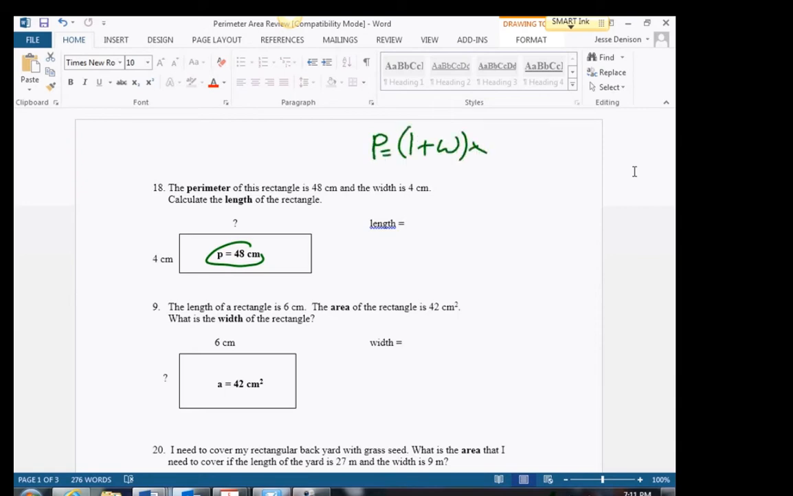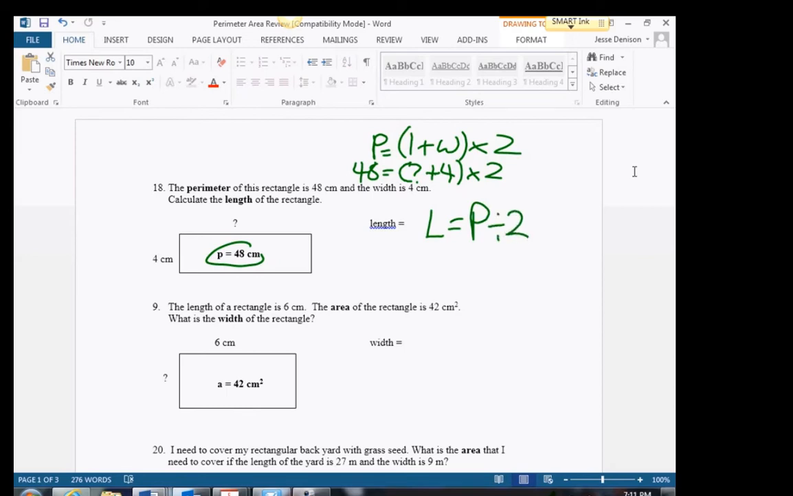So what I do is I always put in the stuff I already know. So 48 equals question mark, I'm not sure, plus 4 centimeters times 2. Okay, but when you're solving for the length or a width, you have to flip the question, which means that you do the exact opposite. So instead of adding and multiplying, you're going to divide and subtract.